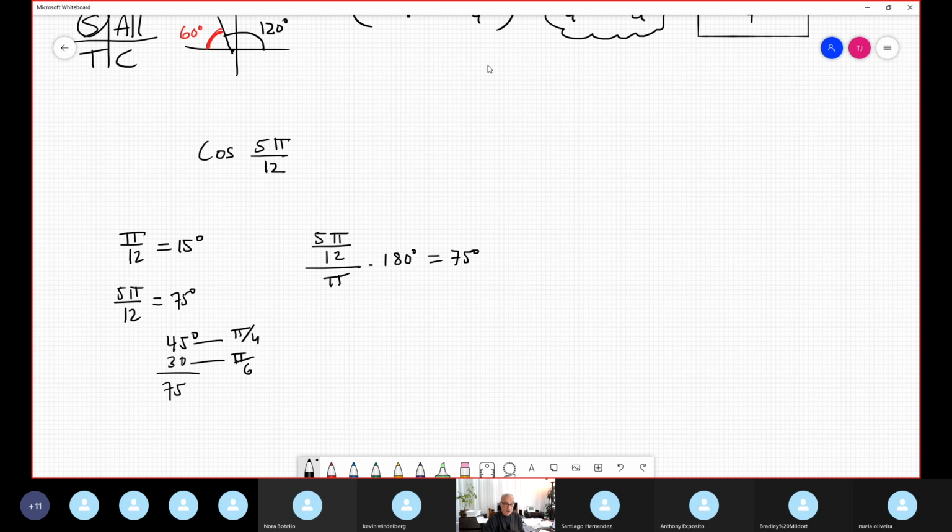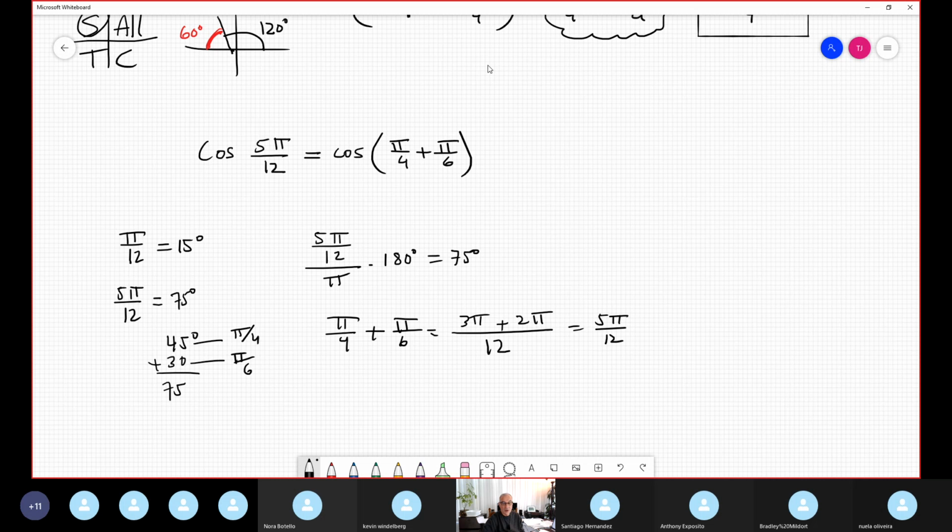Okay, so you determine that 75 is given by the combination 45 plus 30, or the combination pi over 4, which is 45, and pi over 6, which is 30. The common denominator is 12. 12 divided by 4 is 3, times pi is 3 pi, plus 12 divided by 6 is 2 pi, and 3 plus 2 is 5 pi over 12. Immediately I detect that you can reduce it to cosine of pi over 4 plus pi over 6.